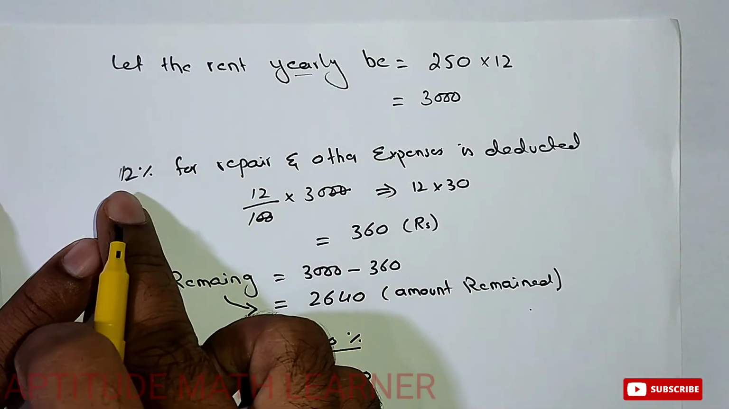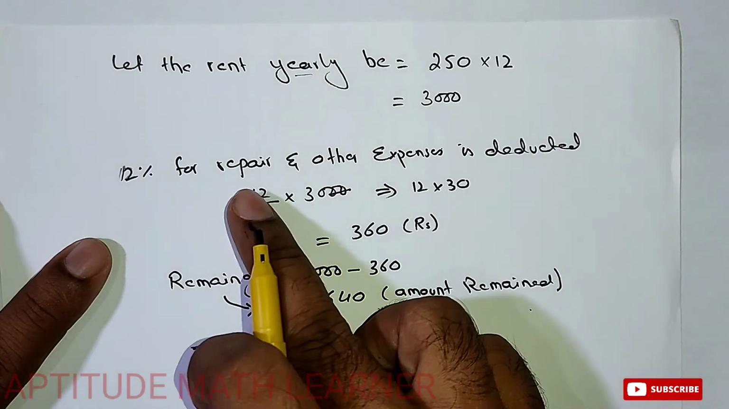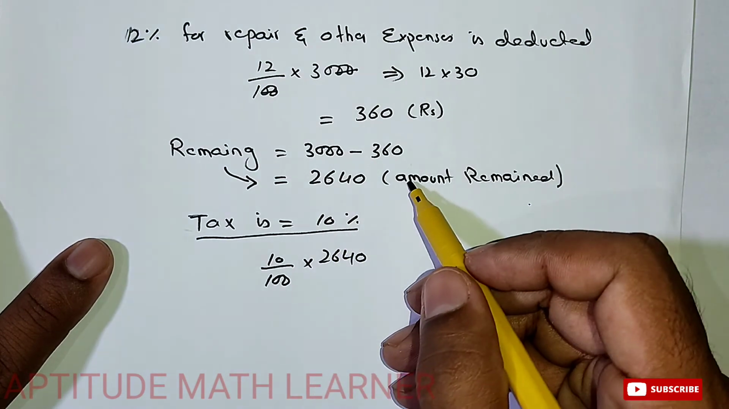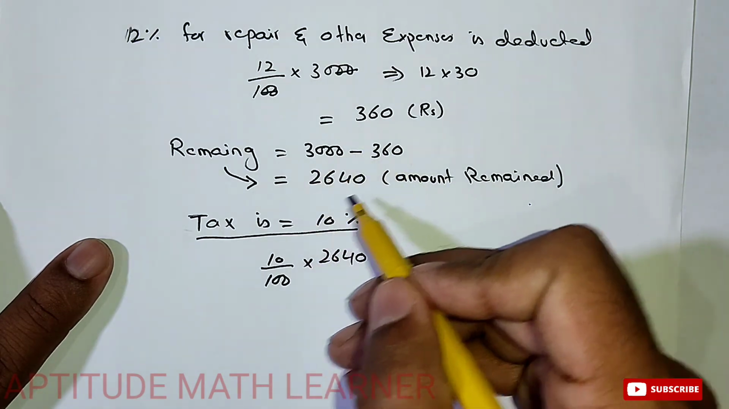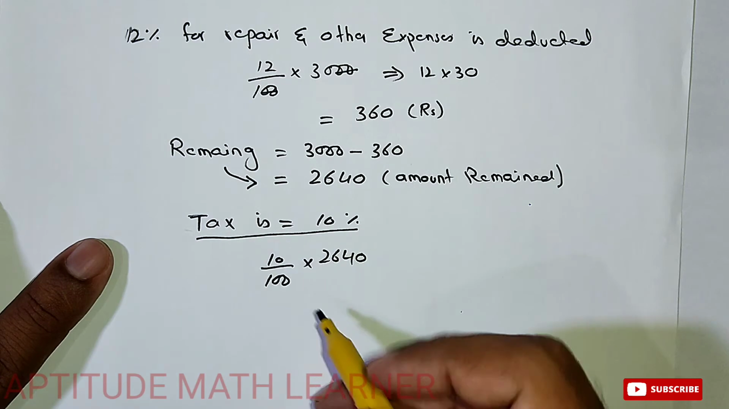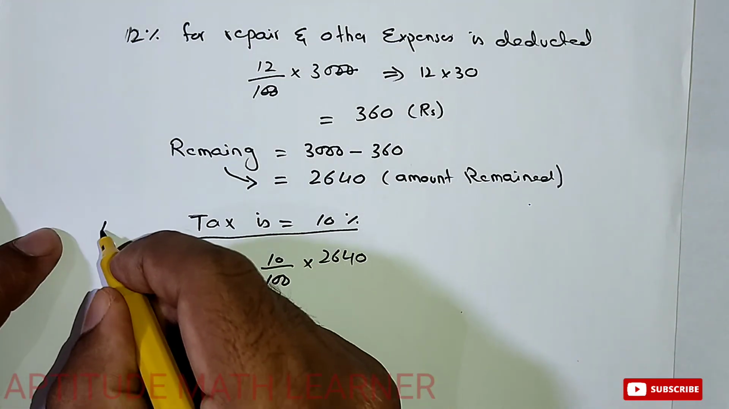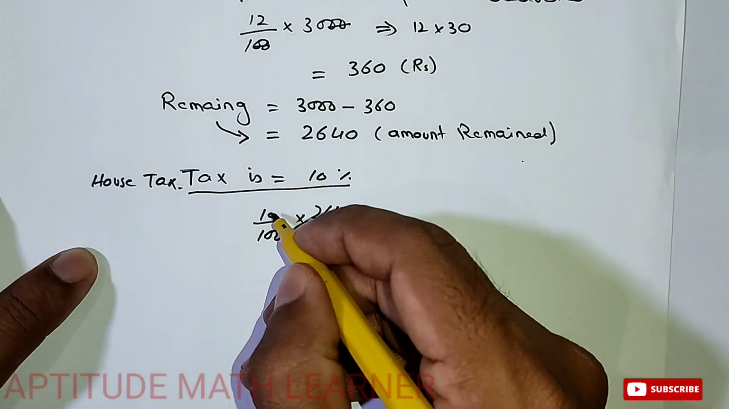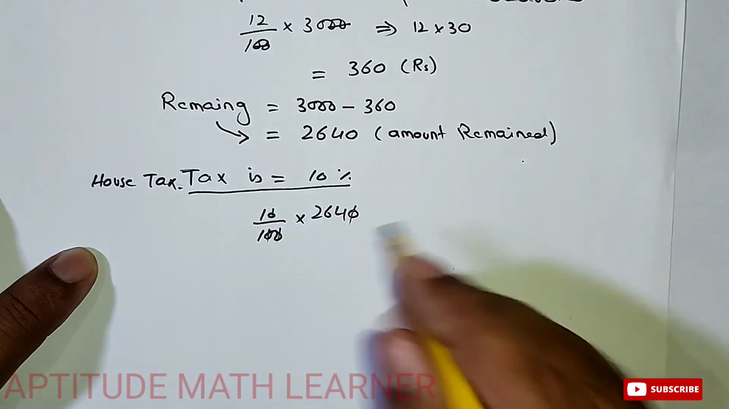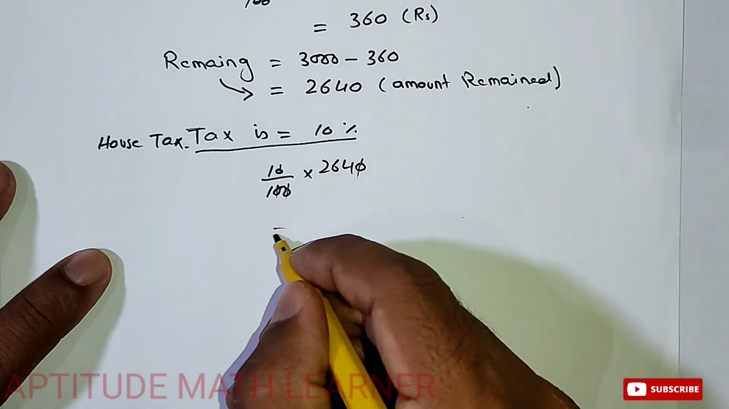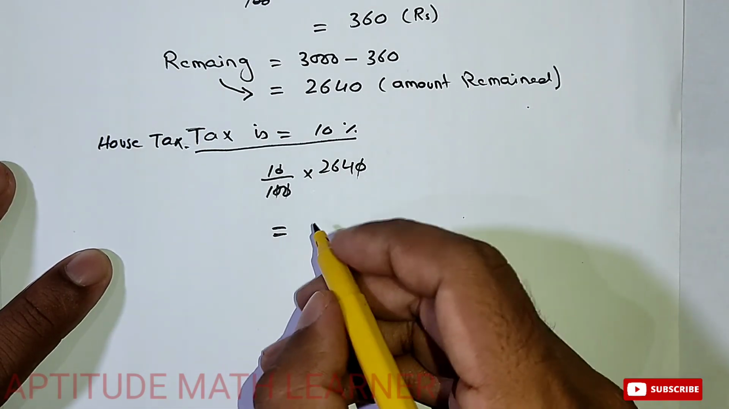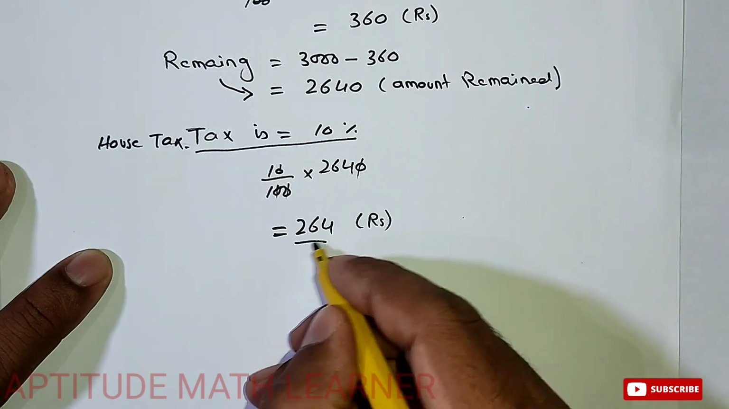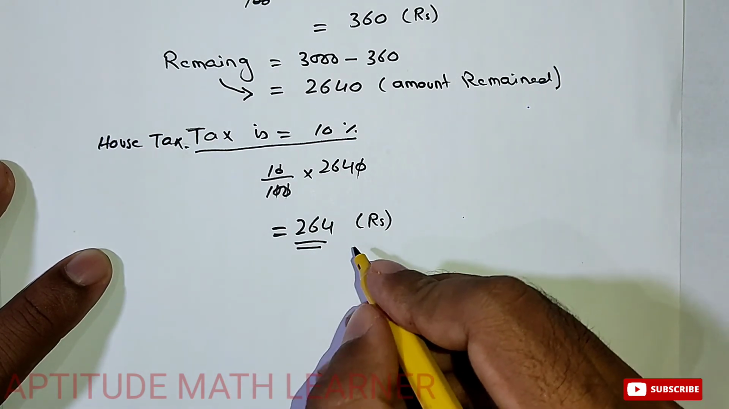From the total amount, we have already taken out 12% which is being paid for repair and expenses, and we have now got the remaining 2,640. And from this amount, 10% is charged as the house tax. So house tax is 10%, so we cancel out the zeros, and here we have got 264. So this amount, rupees 264, is the house tax which he has to pay yearly, and this is our answer as well.